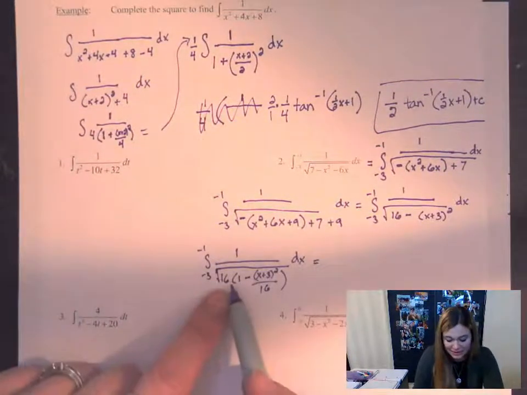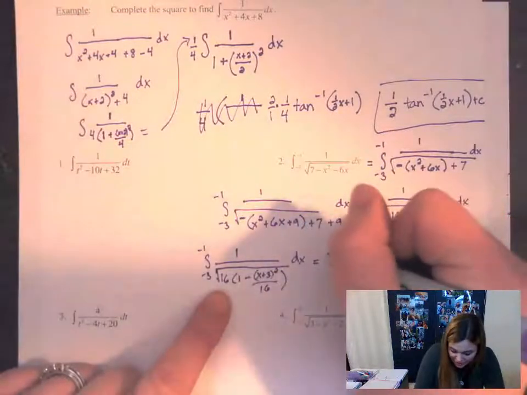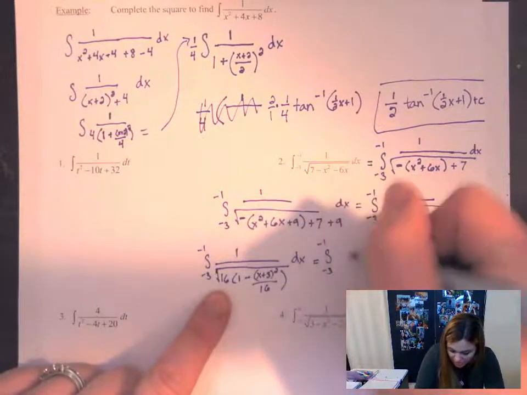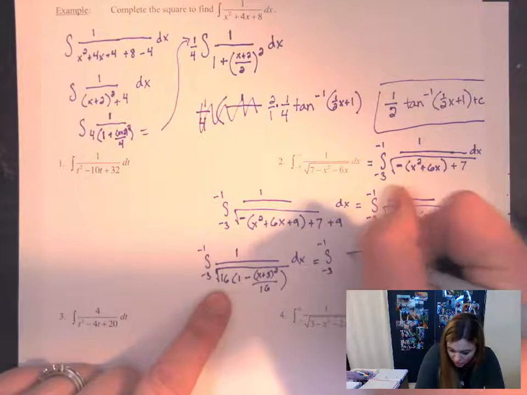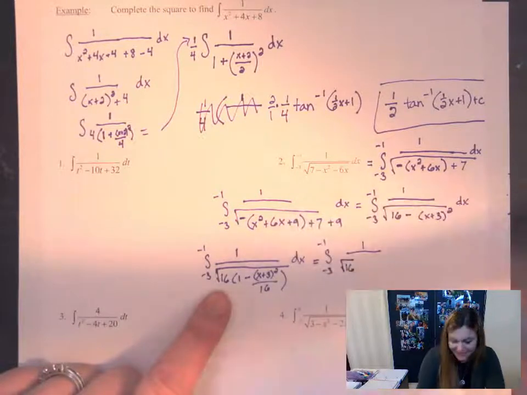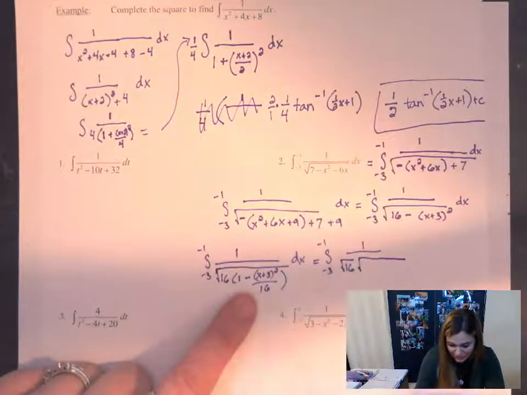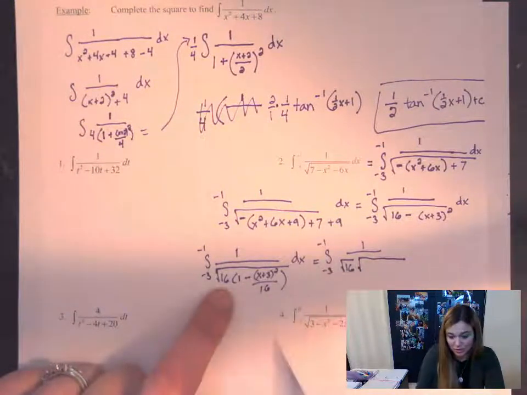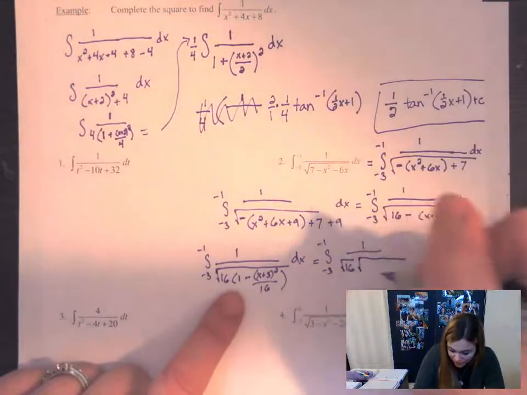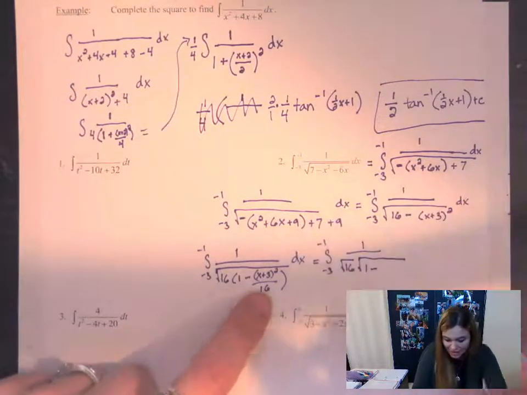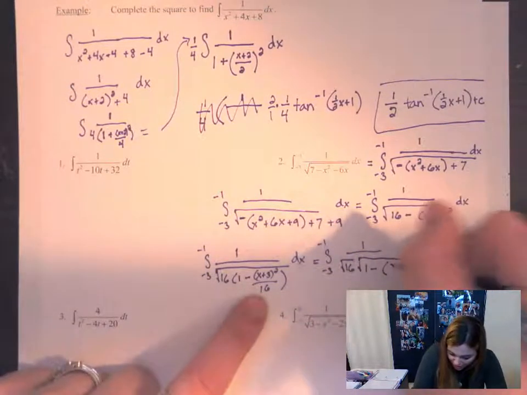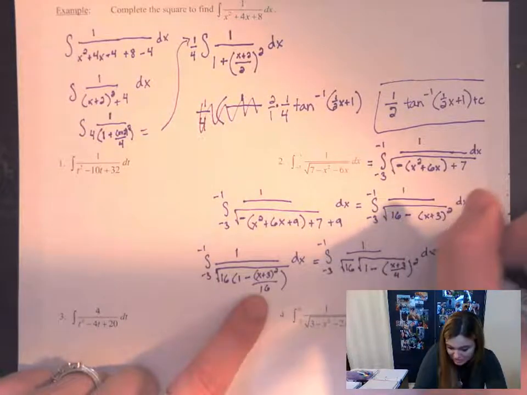Because now I've got this 16, it's really like me saying 1 over the square root of 16 times the square root, because I have a product now, so I can do that. I can separate that square root out. 1 minus the quantity x plus 3 over 4 squared dx.